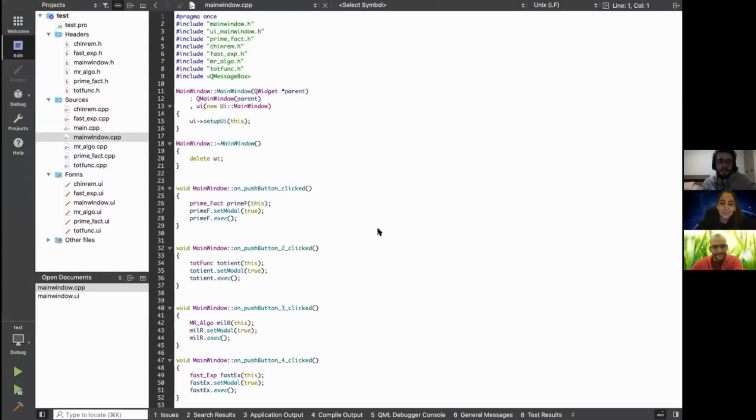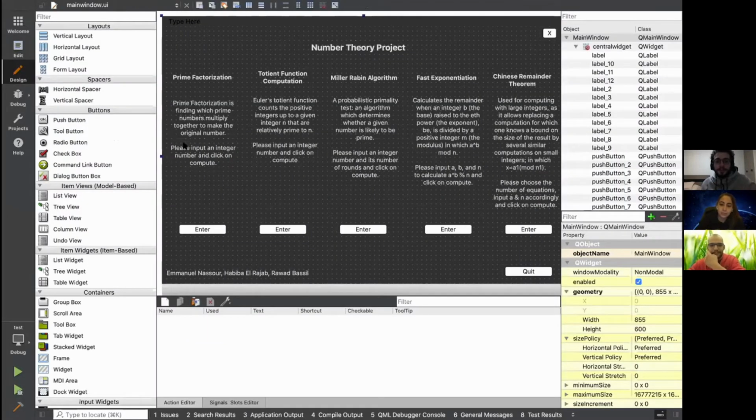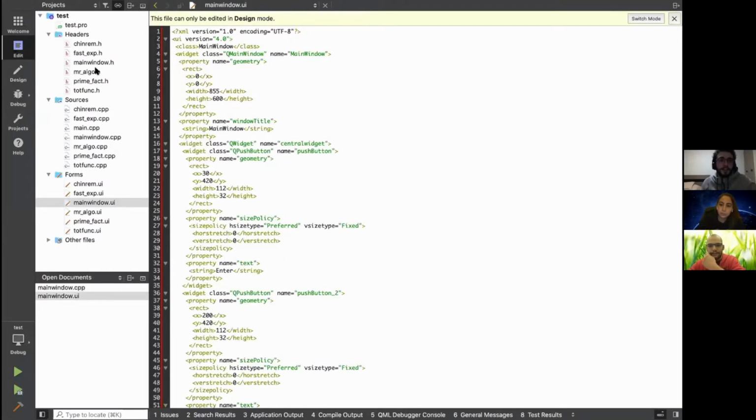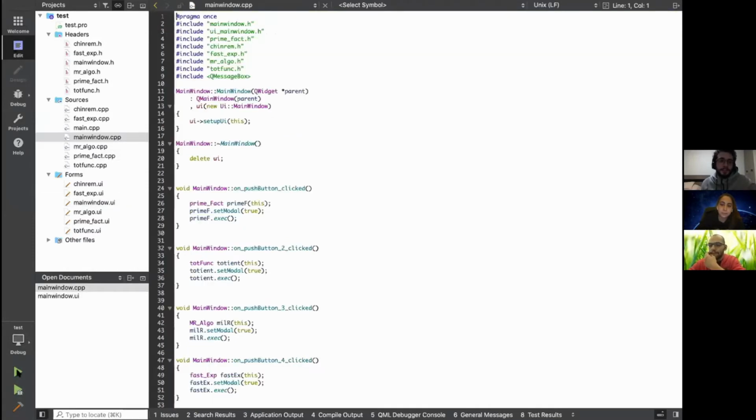As you can see, for this project we work on the platform Qt, we coded using the language C++, and we also did the UI using this platform as well. The code will be available with our Moodle submission because we don't have time to dwell on it for this demo.